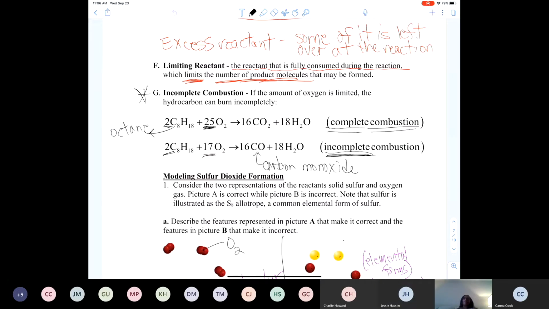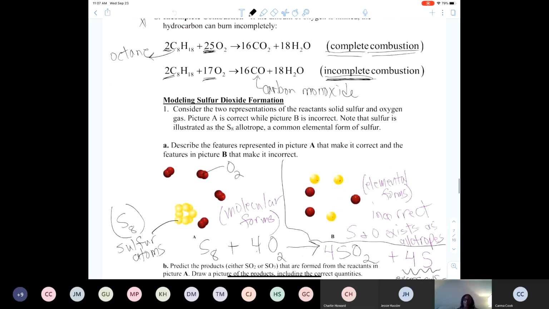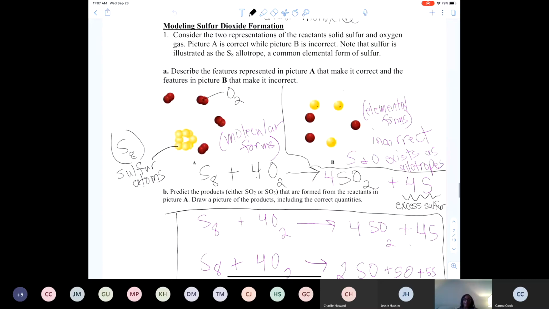So we talked about limiting reactant on Monday, and we said that the limiting reactant is the reactant that runs out, that gets used up during a chemical reaction. The other reactant will be the excess reactant, because some of that reactant is left over. And so I wanted to clarify this little modeling sulfur dioxide formation piece here. The first picture on the left is a correct representation of how sulfur dioxide is formed from sulfur and oxygen. And the picture on the right, picture B, is incorrect.